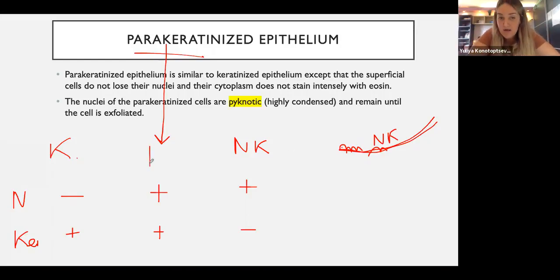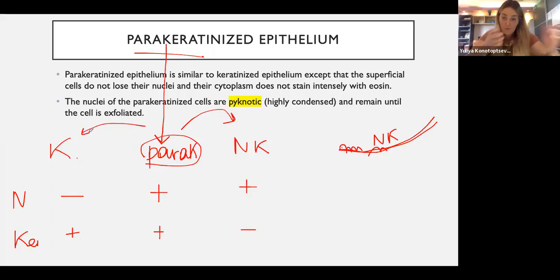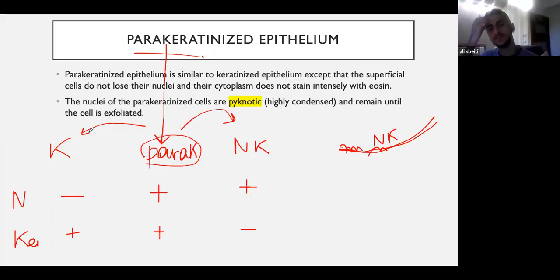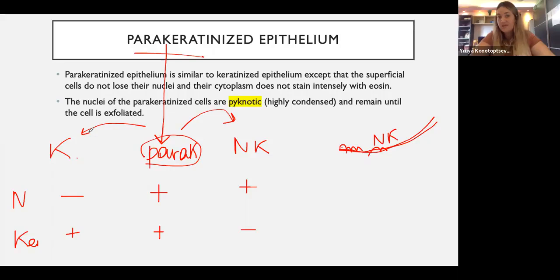I'm describing para-keratinized epithelium. This is a very stupid question by one of the professors in the oral examination, but it's still a question. If you have to classify para-keratinized epithelium as non-keratinized or keratinized, which one would you classify it as? If you have to choose to put this one to here or to here, where would you put it? Non-keratinized. Para-keratinized technically is a non-keratinized epithelium. It just has a bit of keratin in it.